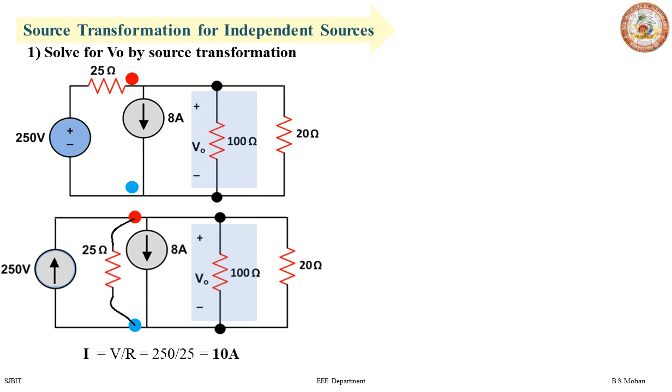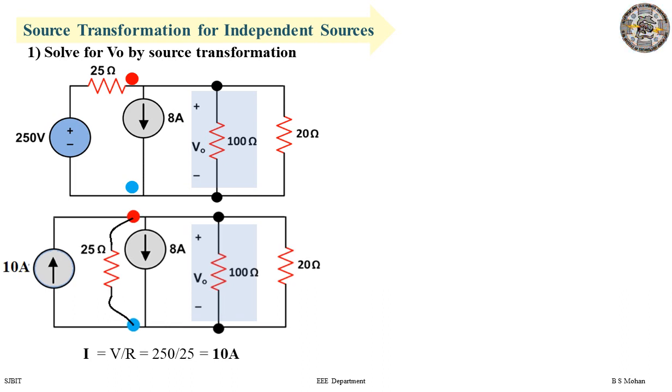Okay, so thus the 250 volts will become 10 amperes, and then the 25 ohms would come in parallel across A and B. Or we can also say that this one branch has now converted to two branches between the nodes A and B. And then how do we proceed further?